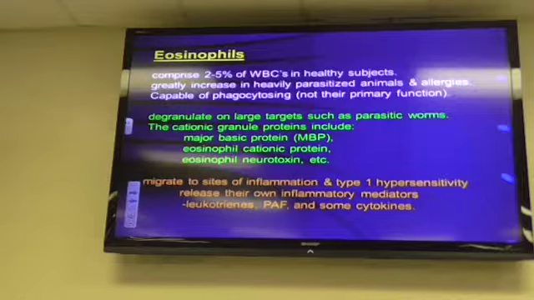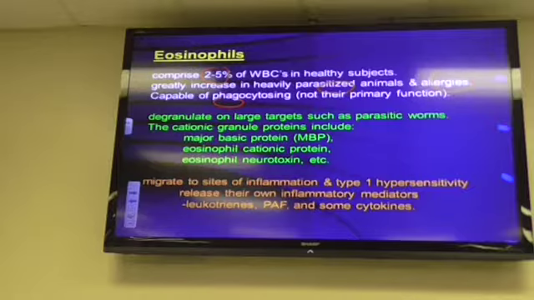Eosinophils are very small in number, just 2 to 5% or less. But in heavily parasitized animals, animals having a lot of parasites, or even allergies, you will see a lot more eosinophils. Eosinophilia. You know what philia is. Whenever we say eosinophilia or neutrophilia, it's increased numbers. But in parasitized animals and allergies, you will see a lot more of these.